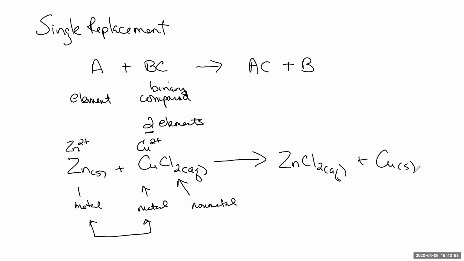Notice that what's happening though is zinc is my A, copper is my B, chlorine is my C. So I have A plus BC, and what I end up getting over here is AC and B. So these are a little bit harder to identify. So in the beginning, I would say to practice just picking out single replacement reactions, and then watch the later video of how to actually go through and predict products. Let's just try one more.